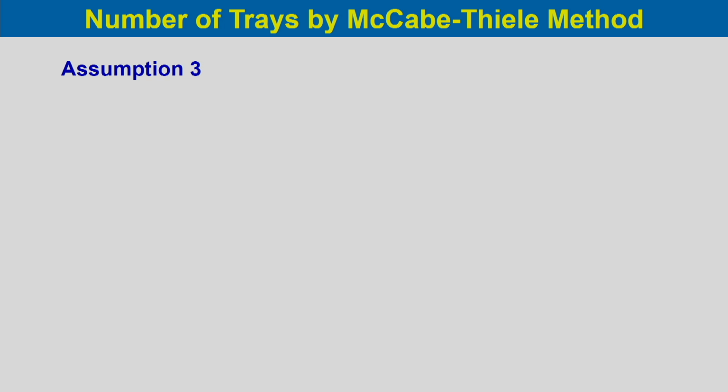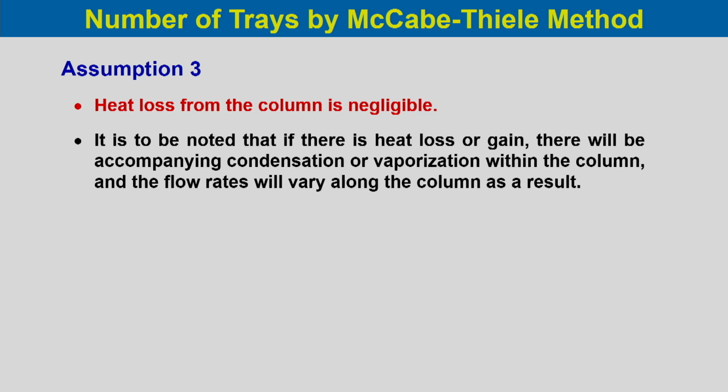The third assumption over here is that heat loss from the column is negligible. This is also another important assumption for the McCabe-Thiele method. It is to be noted that if there is heat loss or gain, there will be accompanying condensation or vaporization within the column and the flow rates will vary along the column as a result. So, this assumption is also very important. If there is heat loss or gain, there will be condensation or vaporization inside the column, which will change the column internal flows.